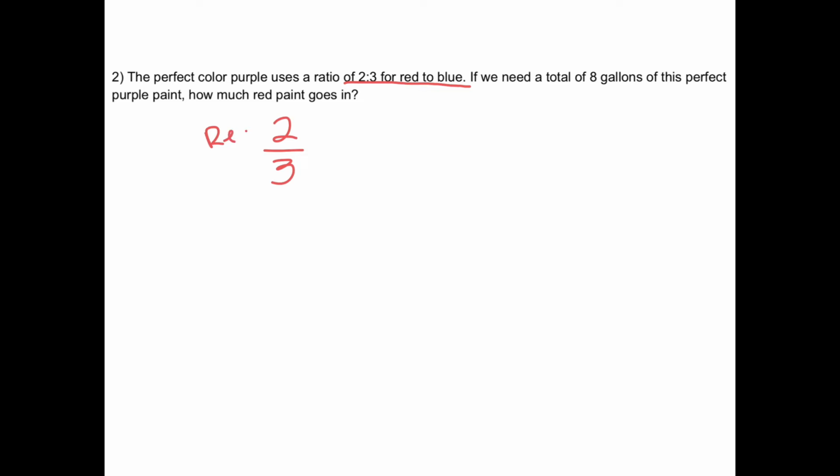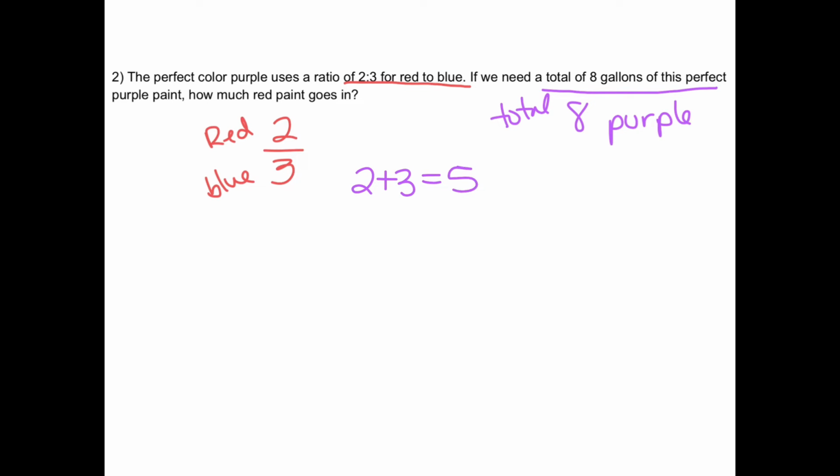But it is important in this particular problem to pay attention that 2/3 represents the red to blue, but our label is it's a total of 8 gallons of the purple. So the 8 represents the whole total purple paint. And so this becomes an issue now where we can't just use the 2 and the 3 and the 8 that's given to us. Instead, I need to add the 2 plus 3 together to make it 5. So this is going to be the total. So 2 red plus 3 blue would be 5 total, whatever it is. Again, the same pints, quarts, gallons, whatever it may be.